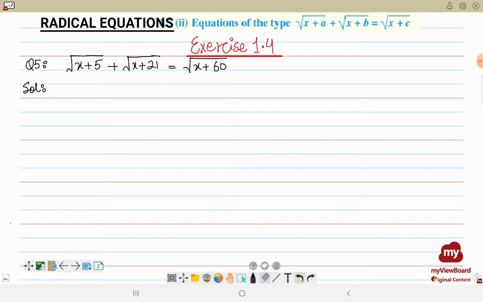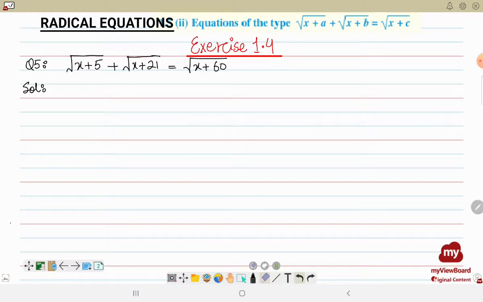In this video, we will solve radical equations of type 2. In my previous video, we solved radical equations of type 1. Let's solve question number 5 of exercise 1.4. We are supposed to remove these radical signs. How are we going to remove them?